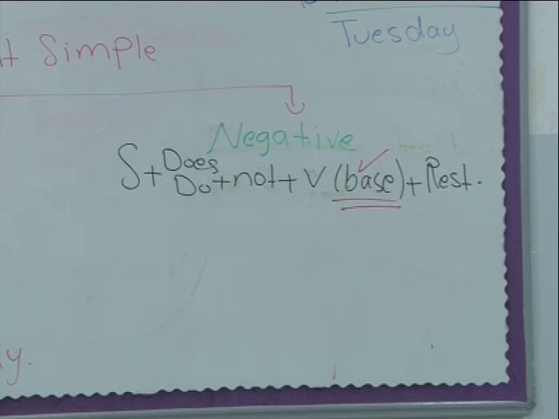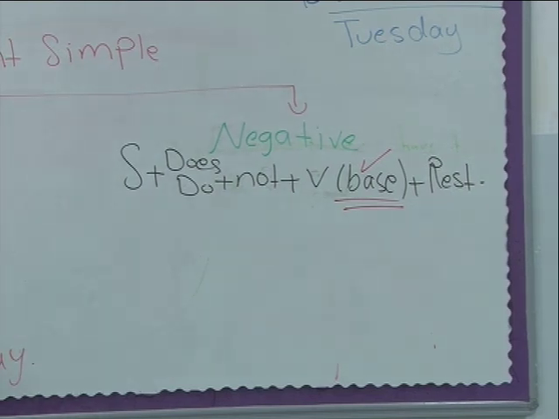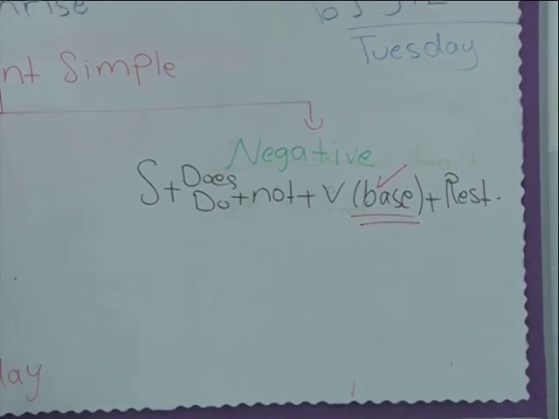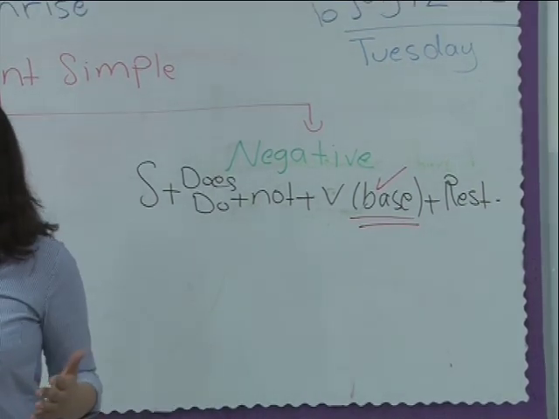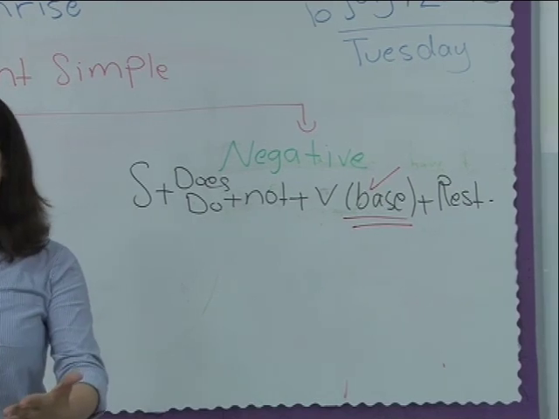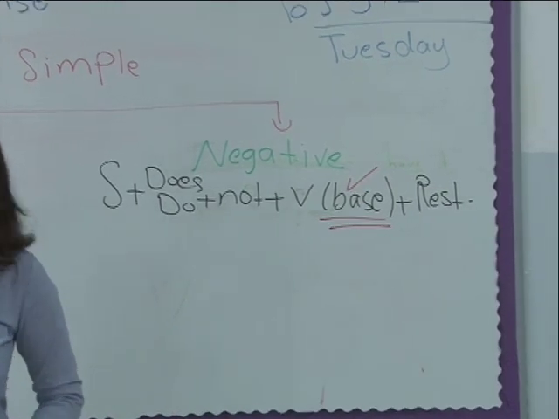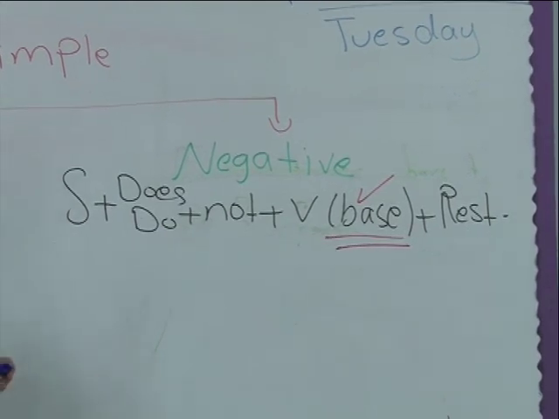So, as we all may know, with she, he, it, we use does, and with I, we, you, they, we use do. Easy? All of us know that. I've already explained this. I've already given you a lot of notes. All good? Perfect. So now, I am going to give you a sentence about negative.